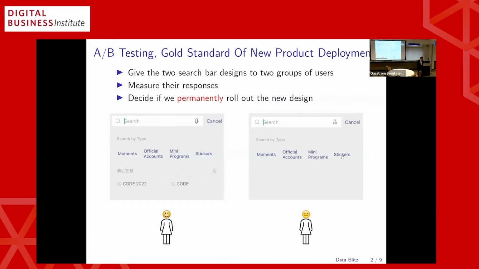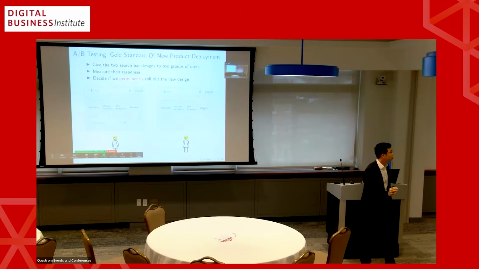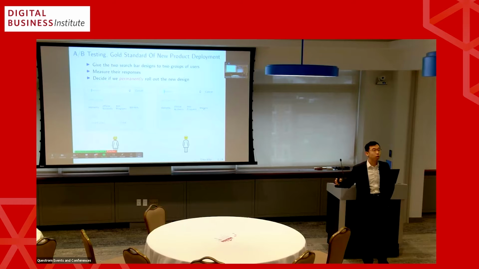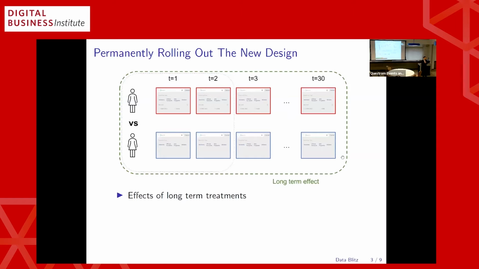But let's try to be cautious here, because you're running this A/B test and you measure the user responses from a relatively short duration of time. But what these firms care about is not simply the user retention during the shorter-term experiments, but rather the longer run, when they're permanently rolling out this new design. By saying permanently rolling out a new design, I'm referring to the following. Ideally, if you were able to run a longer-term experiment, then you can estimate the following long-term treatment effects.